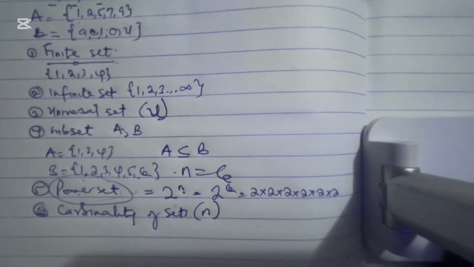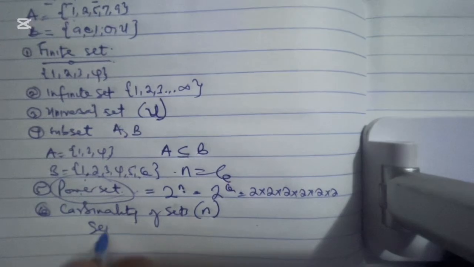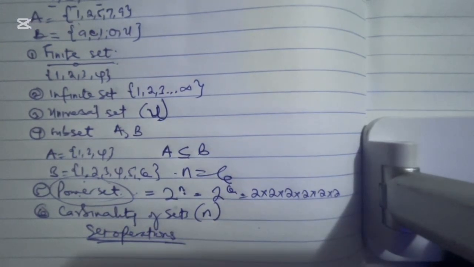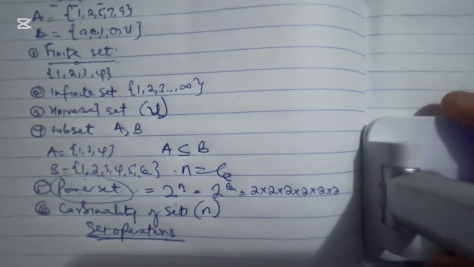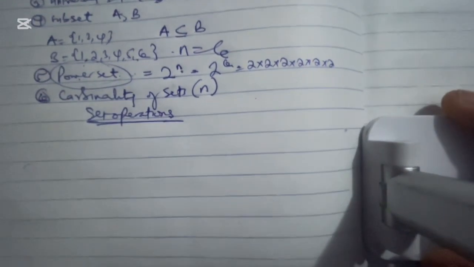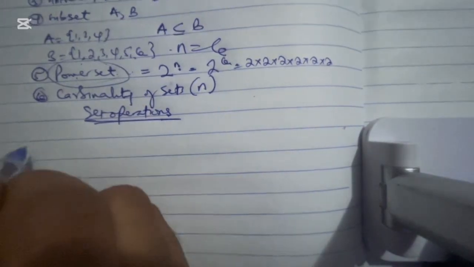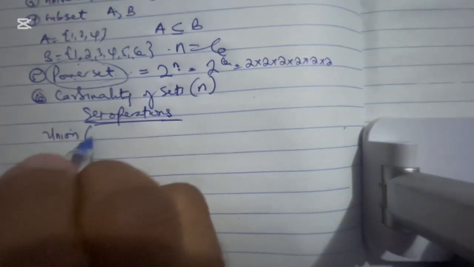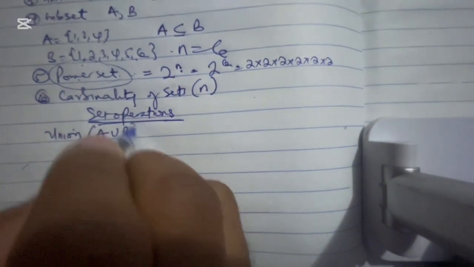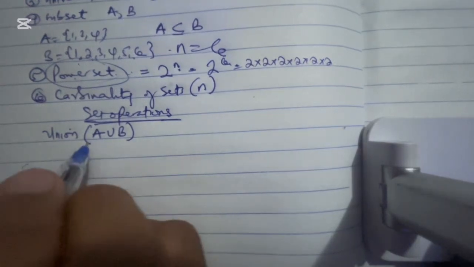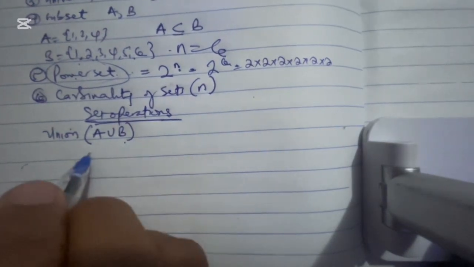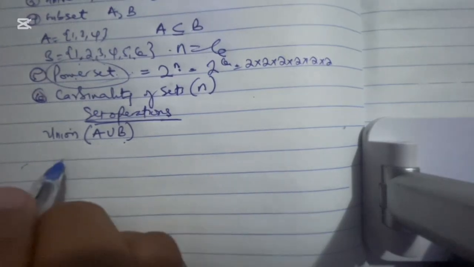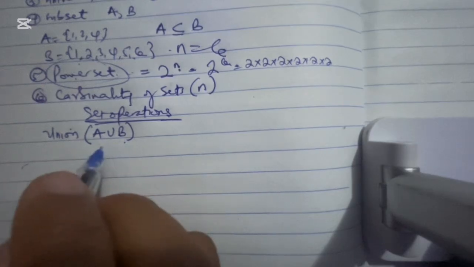Then we have what we call set operations. We have different types of set operations. We have the union. Union for two sets, for instance, we have set A and B. Union of set A and B is denoted A union B. So what does it mean by A union B? A union B is a combination of the elements in A and B, bringing the elements of A and B together without repetitions.